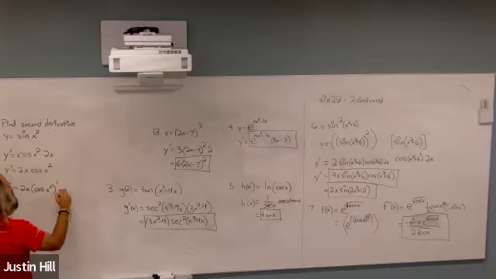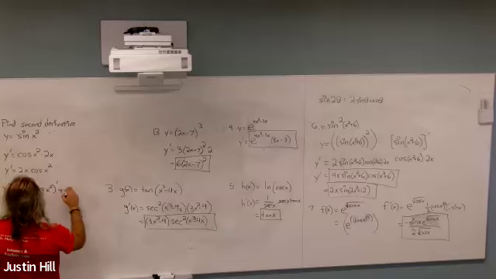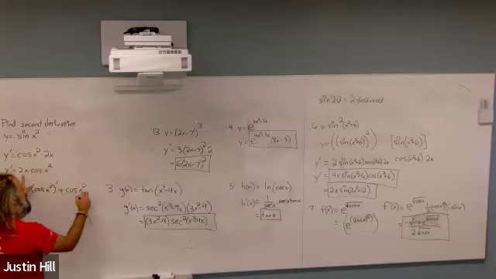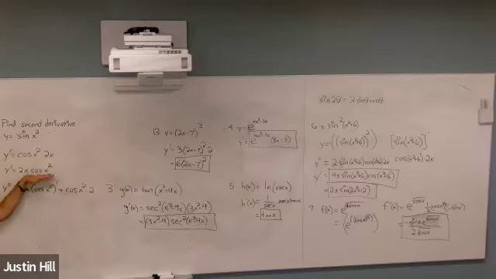And then plus, what's this other part going to be? First function times the derivative of the second, plus the second times the derivative of the first. So cosine of x squared, and then what's the derivative of 2x? Times 2. So overall, this is product rule.